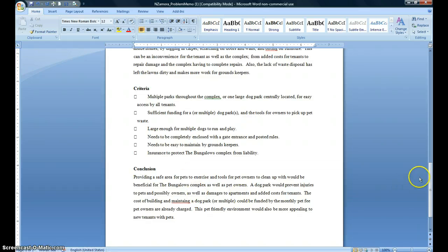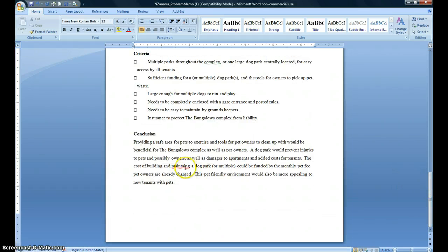Okay, and then the conclusion. In the conclusion, you just summarize what it will do, and she does a pretty good job here. Providing a safe area for pets to exercise and tools for pet owners to clean up with would be beneficial for the bungalow's apartment complex as well as pet owners. A dog park would prevent injuries to pets and possibly owners, as well as damages to apartments and added cost for tenants. The cost of building and maintaining, you see the typo there, could be funded by monthly pet fee.